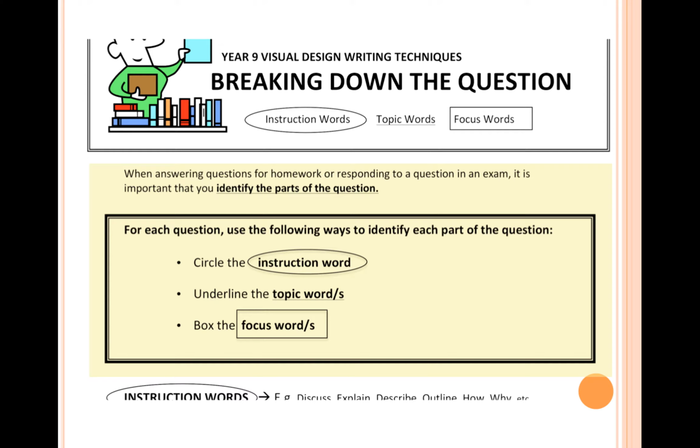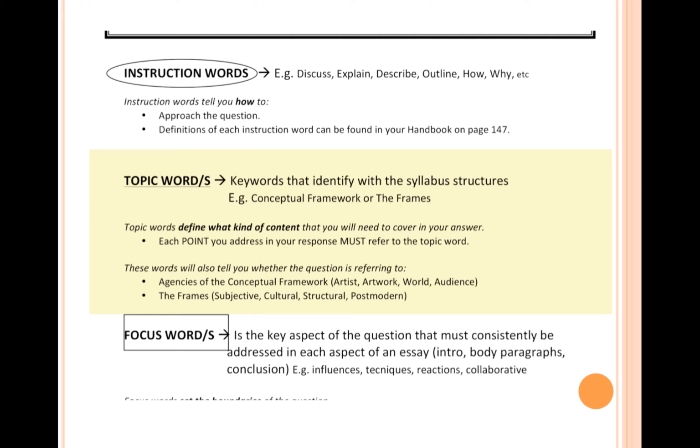But in regards to the frames, it can be a little bit more complex than just subjective, cultural, structural, or postmodern. Sometimes you need to be very aware and sensitive of the keywords used for each of those frames so you can identify what frame the question is asking you to reference.